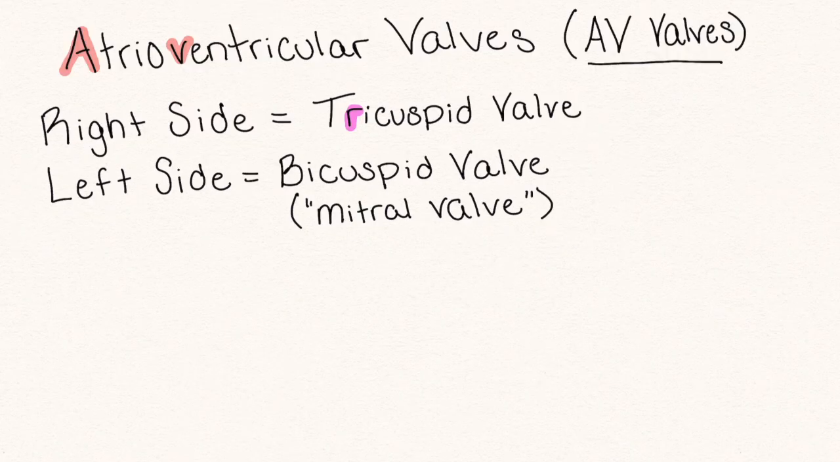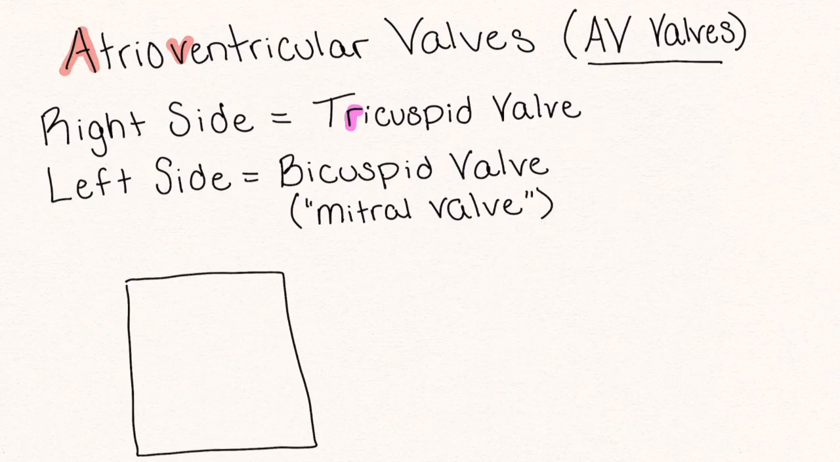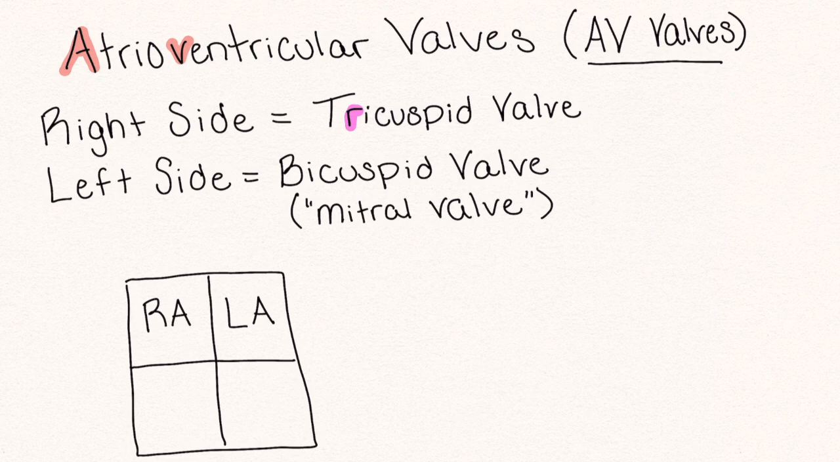So when we say right side and left side, what does that mean? Well, if I wanted to draw a very, very simplified version of the heart, I would make it look like a square separated into 4 boxes. This is a good opportunity to quiz yourself. See if you can label the 4 chambers of the heart in the correct orientation. At the top left is my right atrium. Next to that, on the top right, is my left atrium. On the bottom left is the right ventricle, and the bottom right is the left ventricle.